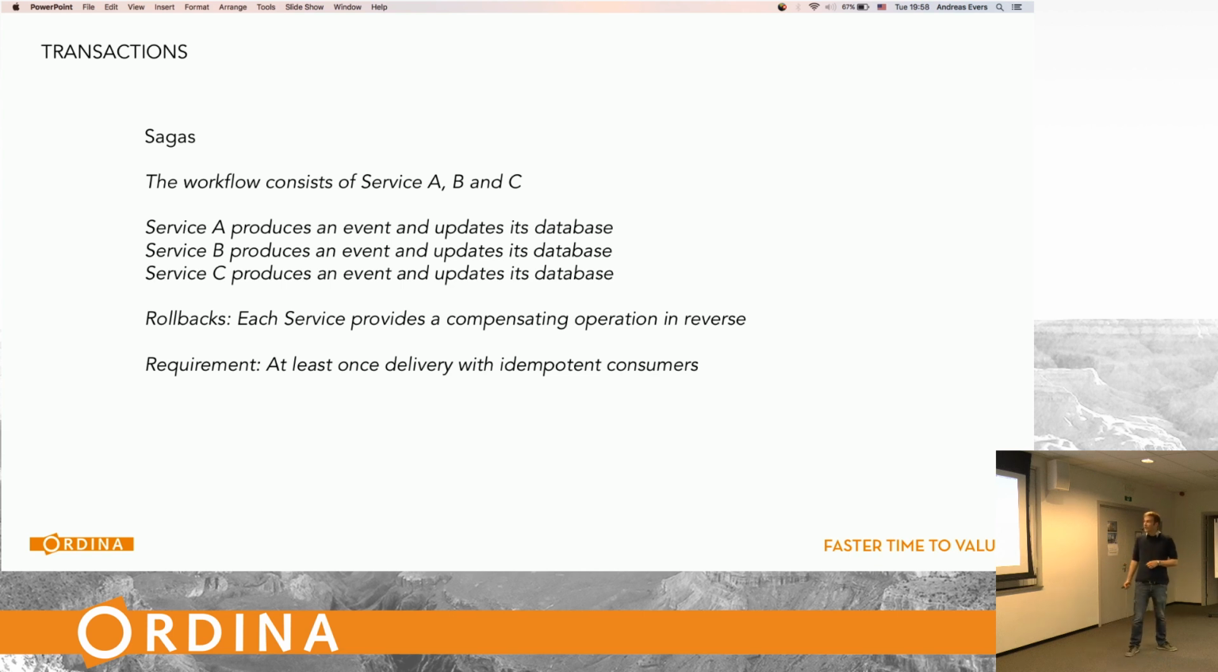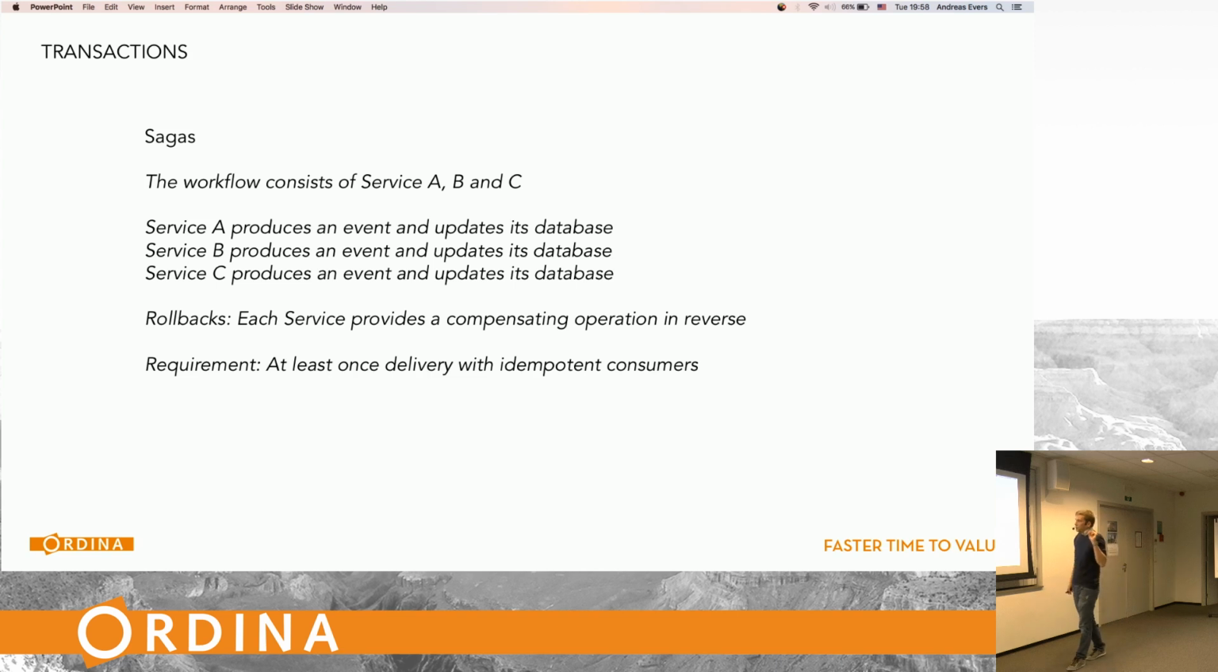Right, then you can have a rollback mechanism. Each service has to provide its own compensating operation in reverse. Okay, so it has to provide a rollback for what it just did. And that works with events. So if there's an event sent from the third service that something went wrong in that service, then the second service can do the rollback, and the first service can then also receive that event.